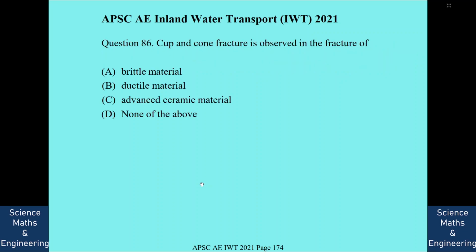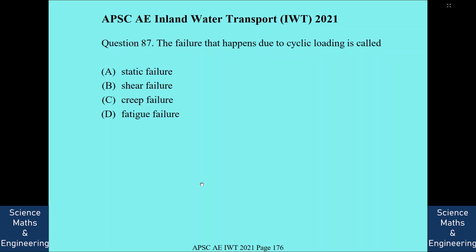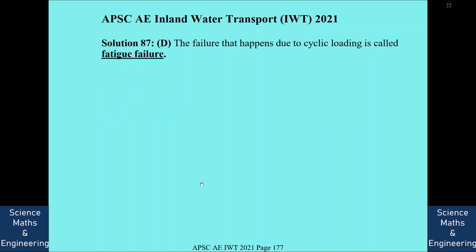Next, cup and cone fracture is observed in the fracture of A, brittle material, B, ductile material, C, advanced ceramic material, or D, none of the above. So the answer is cup and cone fracture is observed in the fracture of ductile materials. Next, the failure that happens due to cyclic loading is called fatigue failure.